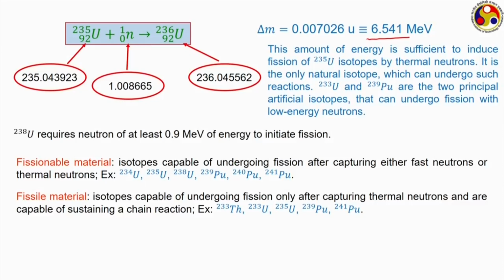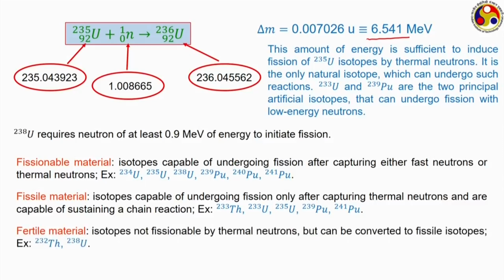Like the example of uranium-238 given earlier, it is not a fissile material on both counts. It can't initiate a fission reaction with a thermal neutron, rather it requires a fast neutron to initiate fission, and secondly, it can't sustain a chain reaction either. The reasons we shall be discussing later on. But there is a third category of elements, which are fertile elements.